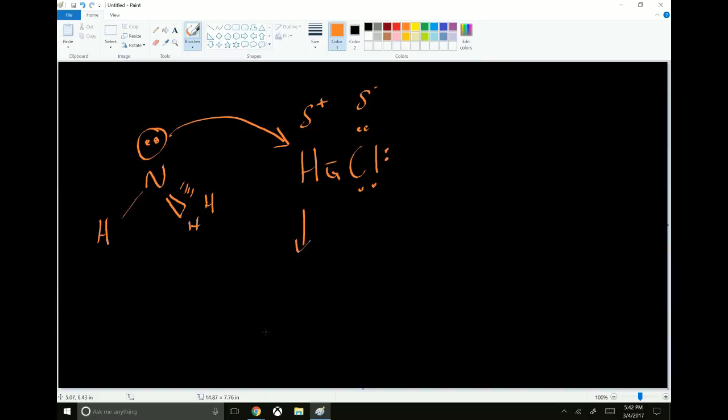So when everything is said and done, you have ammonium with 4 hydrogens bound to it. It has a positive charge. And you have chlorine with 4 lone pairs and a negative charge.